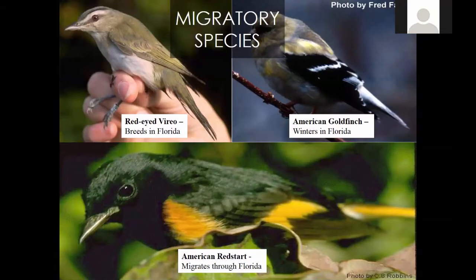Like the red-eyed vireo, it breeds in Florida. It's a migrant, but it disappears during the winter. The American goldfinch is not here in Florida at all during the summer, but appears in Florida in the winter. And the American redstart is a migrant that you only see during the spring and fall migration period, like a 2 to 3 week period, as it's going up to the north part of the United States and Canada, and migrating to South America and Central America.